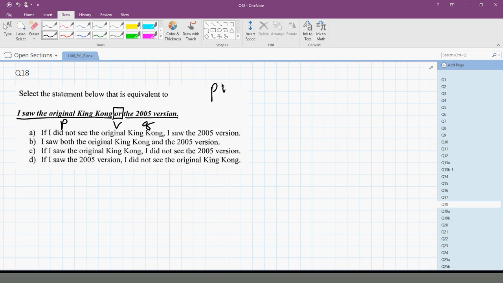So this is our original statement. This is what we're going to compare everybody to. So now we got to get these other ones. I see the word if. That means right here at that comma, there should be the word then. Because remember, this is just another way to write an if-then. We don't always have to put the word then. It says, I did not see Kong, because I see that word not in there. What does this first statement look like? Negation P, because P was all about seeing the original. Then we got the then, and that's your arrow. And then I saw the 2005 version, which is Q. So that's what the second statement looks like. Now, down here it says, I saw both the original Kong, I see an and, then the 2005 version. So what does statement B look like as symbols?